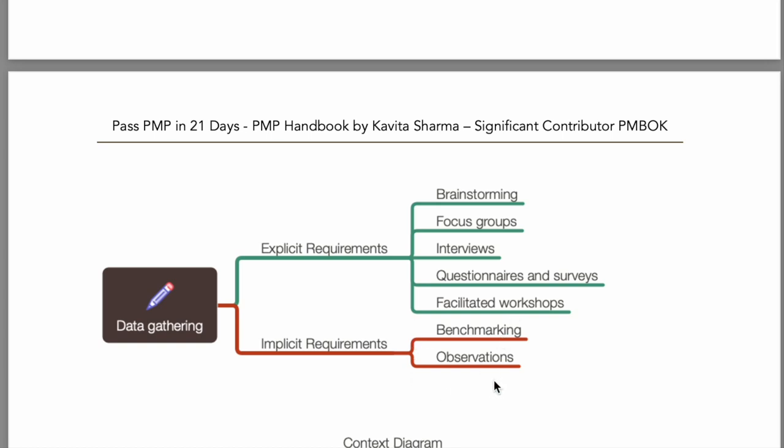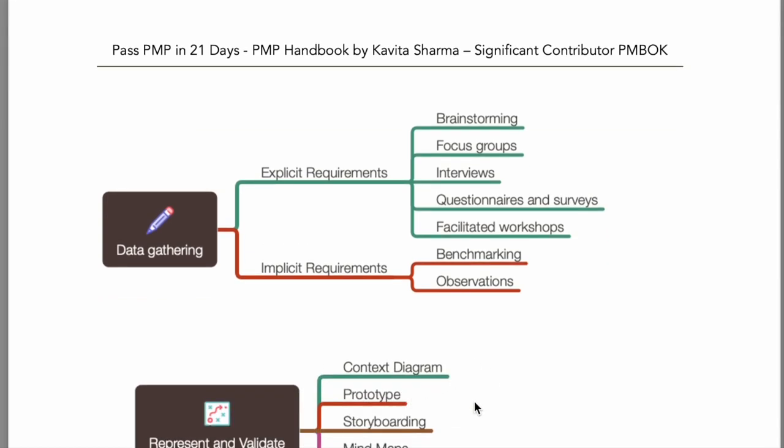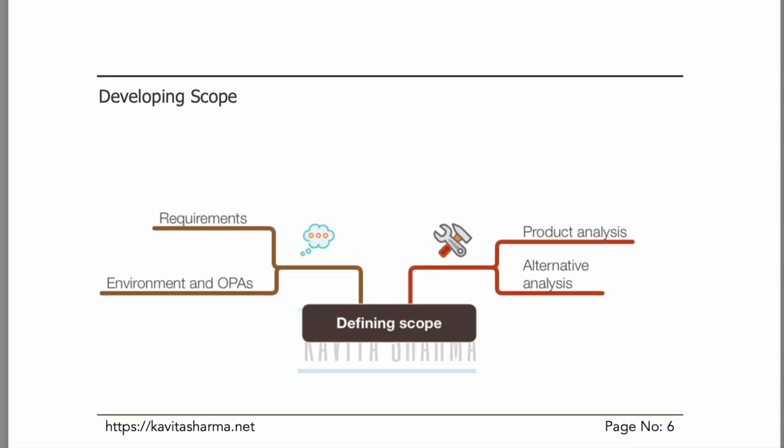So anything which is not being said, you can benchmark the standards or comparative products and find out what is equivalent, which is similar kind of products or services. Observation, you know the keyword. How do I present the requirements? I can show context, prototype, storyboarding, mind maps, affinity. You guys know it by now.